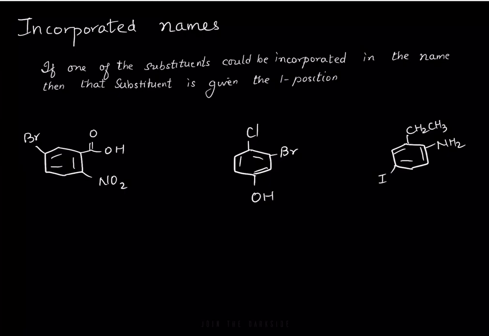Okay, let's go on to the incorporated names. If one of the substituents can be incorporated in the name, then the substituent is given position number 1, just as we have seen in the disubstituted benzenes. Okay, so let's find the incorporated compound in here. So right here, it's actually a carboxylic acid, right? But when you have a carboxylic acid present on a benzene molecule, then you call it with a special name, which is benzoic acid.